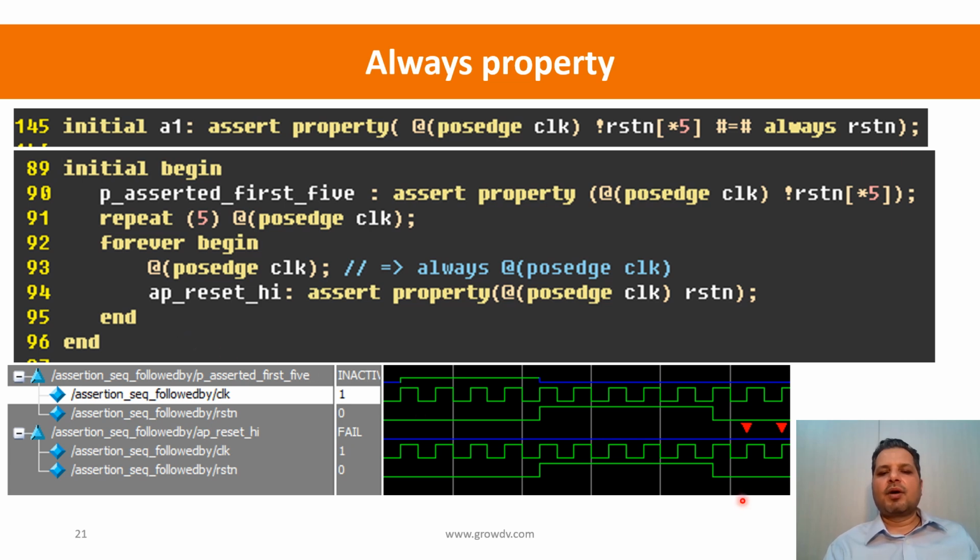And if we look at the behavior of these two properties, you can see that this property holds true for the first 5 clock cycles. If the reset is asserted, this property is happy. And then here I have created a case where the reset goes high. During this region, this particular property is not active, so it's not doing anything. But after the first 5 clock cycles have been completed, we see the reset is deasserted. If I assert the reset back, then this property will fail. So that is how the always block will behave.